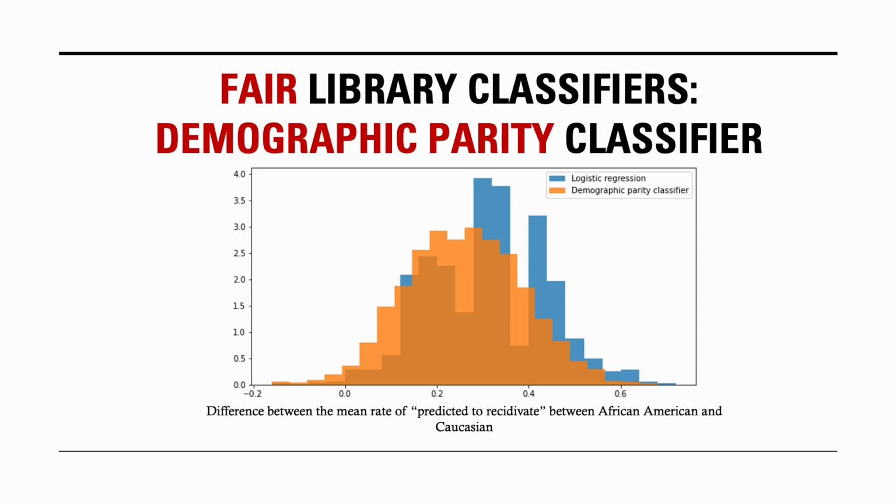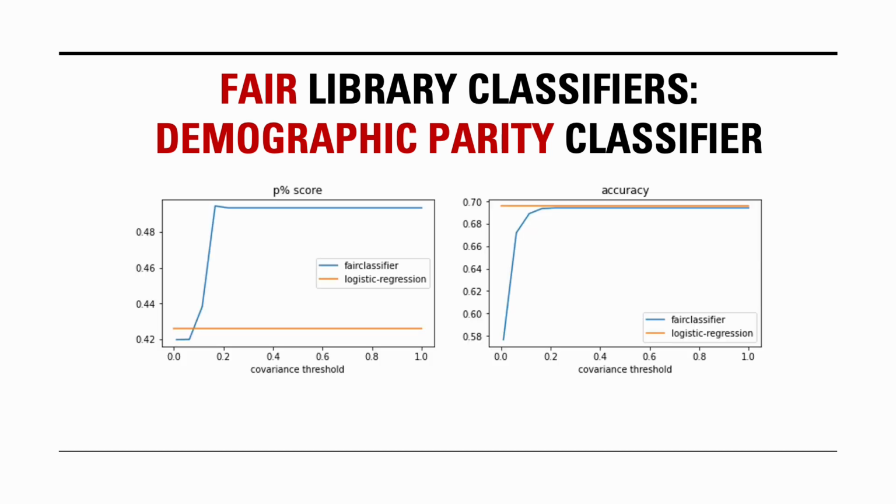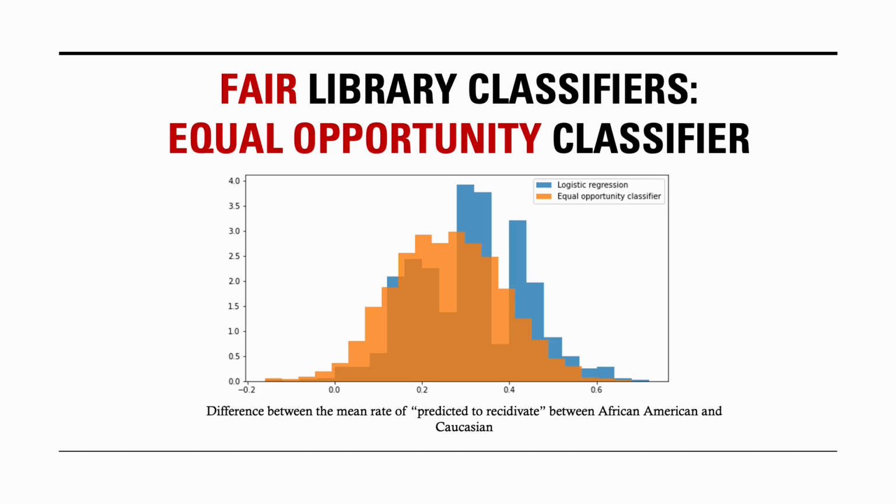As you can see from the histogram, the orange one, which is the new model, is slightly better, but the story here is the same. Here you can see 2 graphs which show p% score and accuracy against covariance threshold, which is a hyperparameter controlling the model performance. The lower the p% score, the fairer the model. As we can see from these graphs, there is a negative correlation between fairness and accuracy. We would pick our model at some point where we can satisfy our standards of both fairness and accuracy.